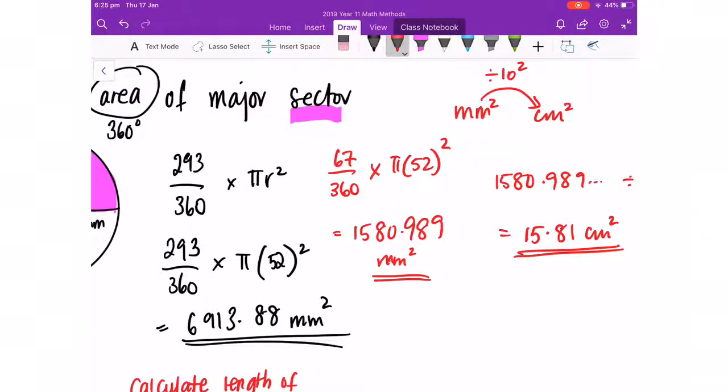So the same idea for this one as well. I'll just quickly do that now for you. It's going to be 6913.88 divided by 10 squared. So basically divided by 100, you're moving the decimal point 2 spots, 69.14 centimeters squared. So that's the major sector in black and then the minor sector in red.